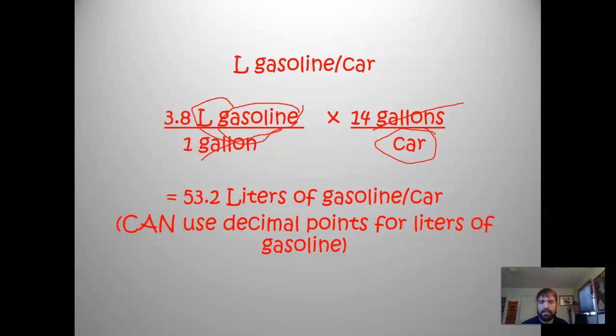You can use decimal points for liters of gasoline. But if you're using something like animals or plants or organisms, you don't use decimal points because you can't have half a human, right? So remember, you always check for common sense to make sure it makes sense. Alrighty.